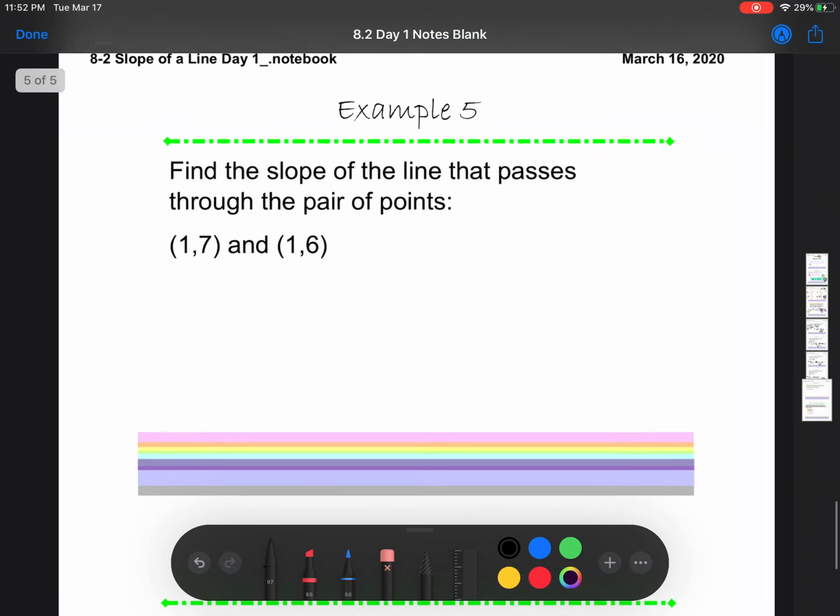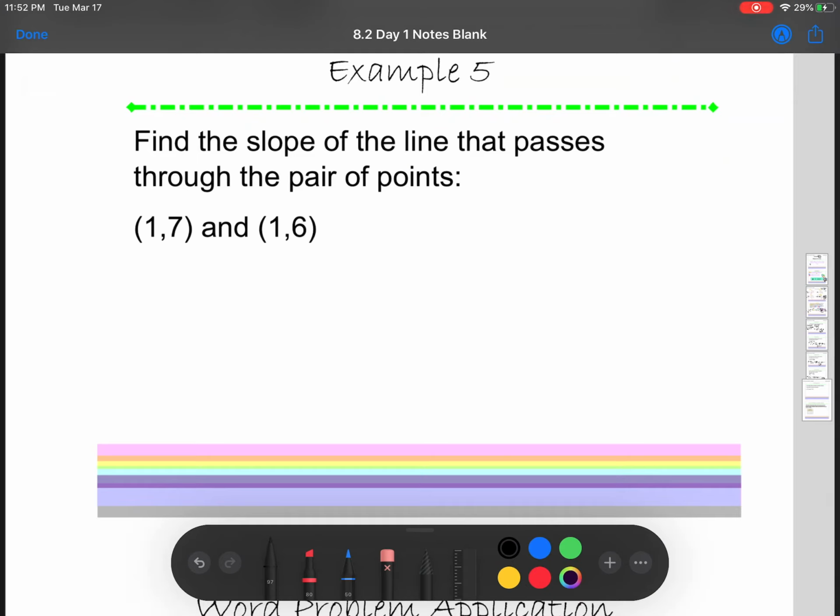All right. Now let's get into my next example. It's my last regular example before I go into some word problems. I'm sorry, I'm trying to organize my papers.